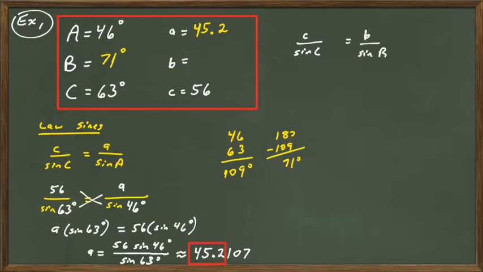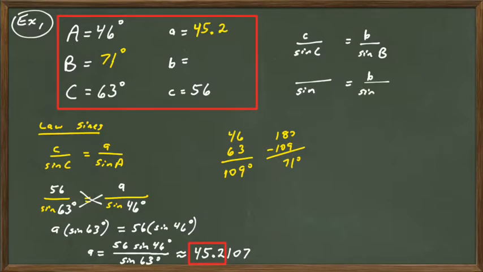Well, the reason I would do it is C is both given, aren't they? Whereas this is an approximation. So I'd rather use the one that's exact. So that's why I'm using C over sine C and B over sine B. So I'm going to fill in.